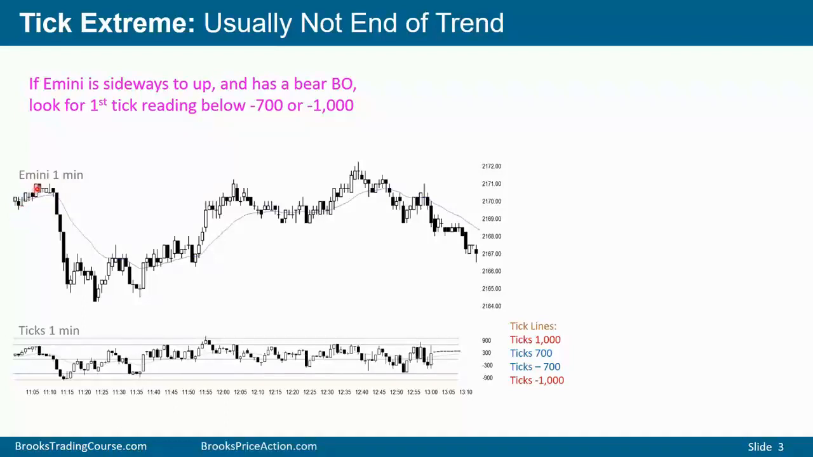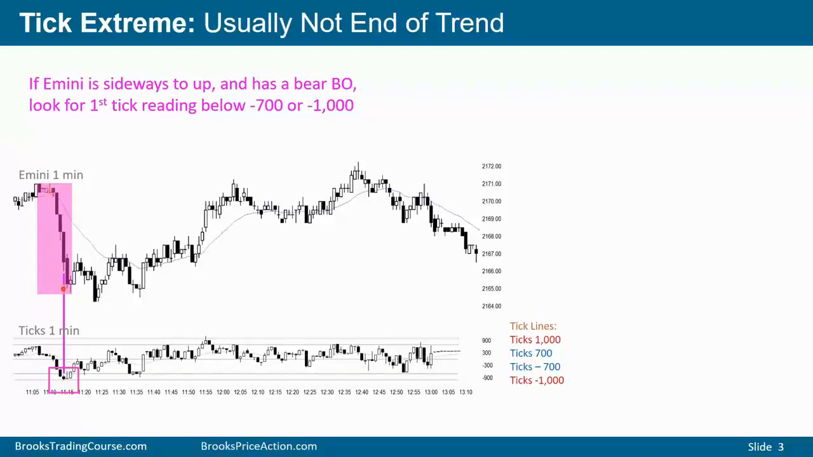If the E-mini is sideways to up and then has a bear breakout, traders look for the first reading below minus 700 or even below minus 1,000 as a sign that the momentum down is strong. Most stocks are going down. When that's the case, usually the first reversal up will fail and the market will go at least a little bit lower.